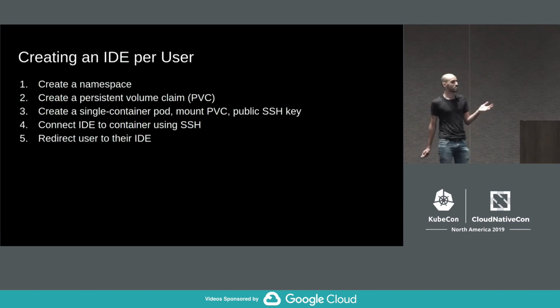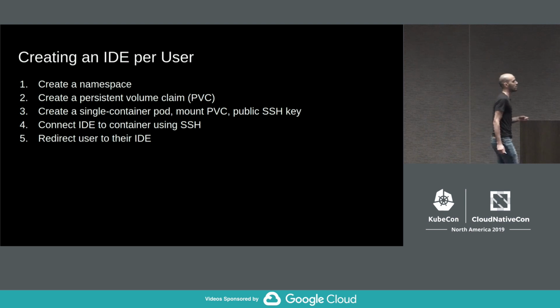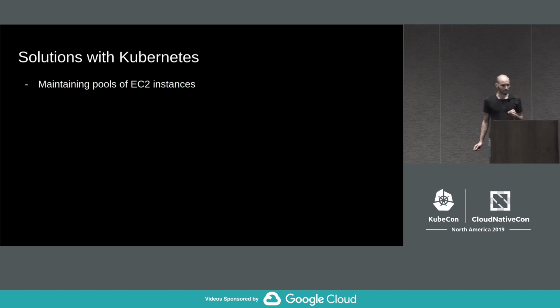So these are some of the steps that we would follow right now to create a user's IDE. We create a namespace per user. We create a persistent volume claim to request some storage to persist the student's files and folders. We create a single container pod, mount the PVC on it, and mount the public SSH key to establish an SSH connection. We connect the IDE to the container, and then we redirect the user to the IDE.